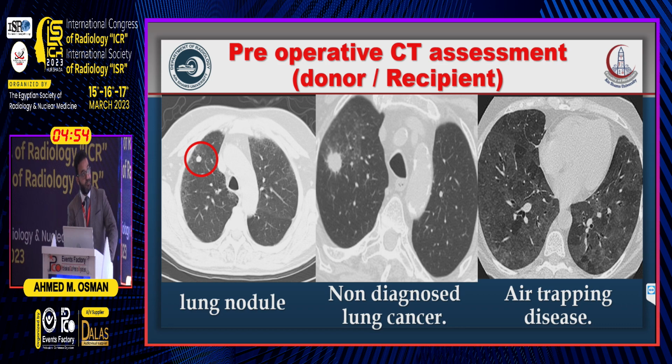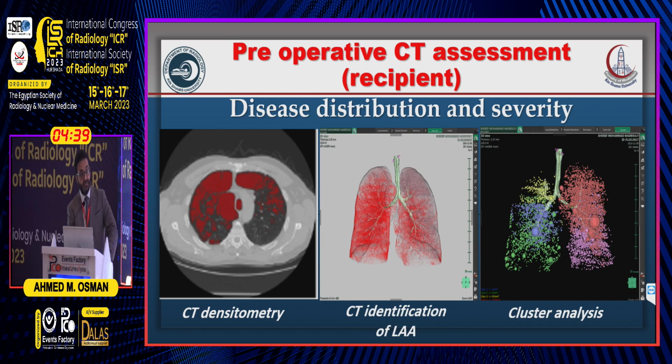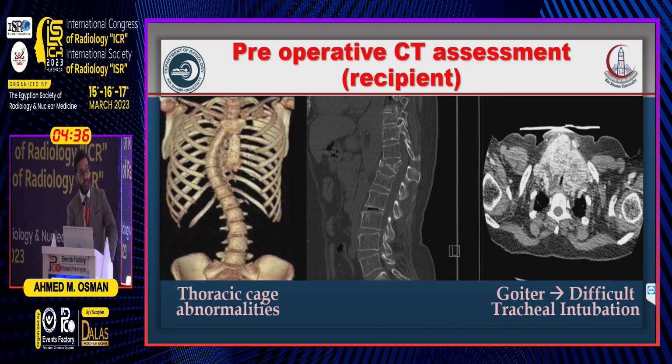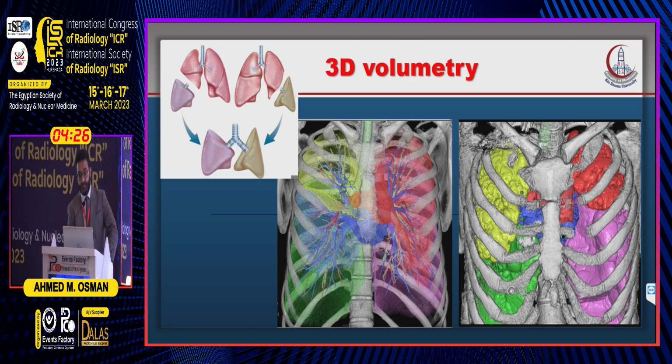Routine CT is important for donor and recipient to detect any subtle incidental findings that can abort the lung transplantation, in the form of suspicious lung nodules, presence of non-diagnosed bronchogenic carcinoma, air trapping disease. We can even assess the disease severity. Relative contraindications include thoracic kyphoscoliosis, bony osteoporosis, vertebral collapse, and goiters, to alarm the anesthesiologist about difficult tracheal intubation. The 3D CT lung analysis and the advanced software are very important and the cornerstone in preparation of patients for lung transplantation.